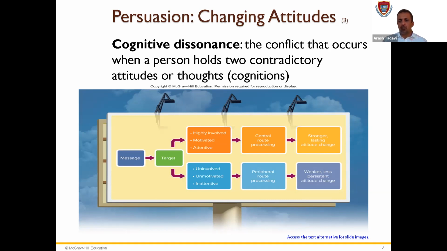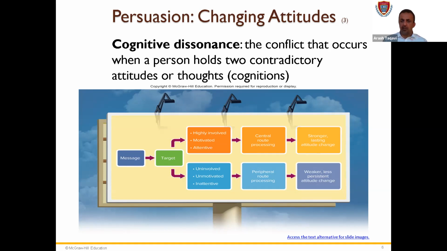Our target receives one message. On one part, he or she thinks, I am highly involved, so motivated, and so attentive about this message. So I have some central route processing about the content of the message, and our message will produce a strong, lasting attitude change. The change will become stronger and lasting.